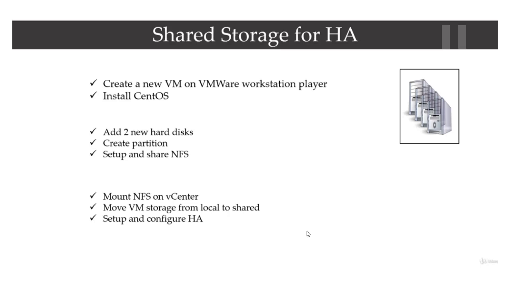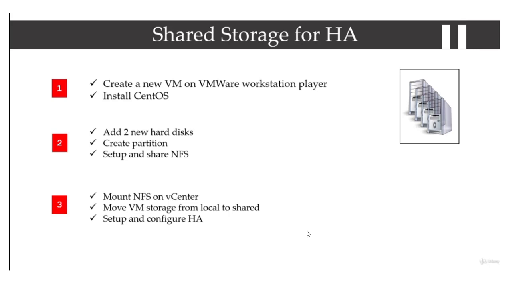After installing my Linux-based machine, I will create two hard disks and create an NFS-compatible datastore. After that, I will mount my NFS on my vCenter and move my storage from local to shared resources. And after that, I will set up and configure HA. These are very lengthy tasks, so I will divide them into my upcoming three videos.